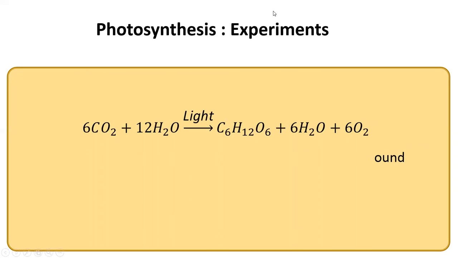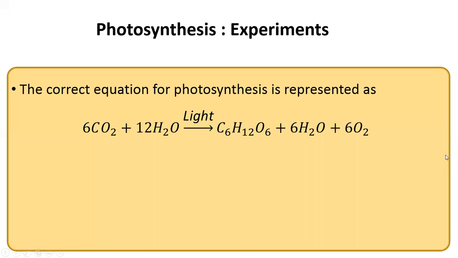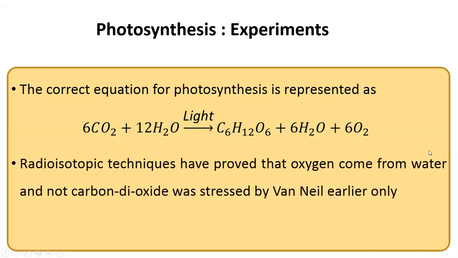And finally, he derived an equation which goes like this: 6 carbon dioxide and 12 water molecules go to form 1 molecule of glucose, 6 water and 6 oxygen, which were evolved during this synthesis. So this is all about the preliminary research that had happened.